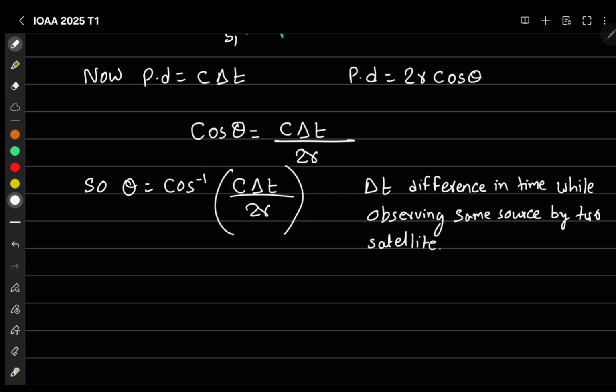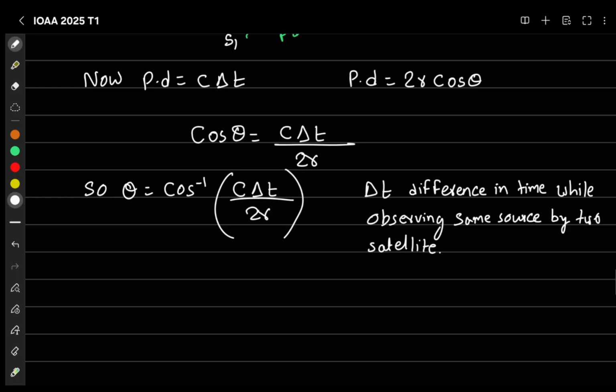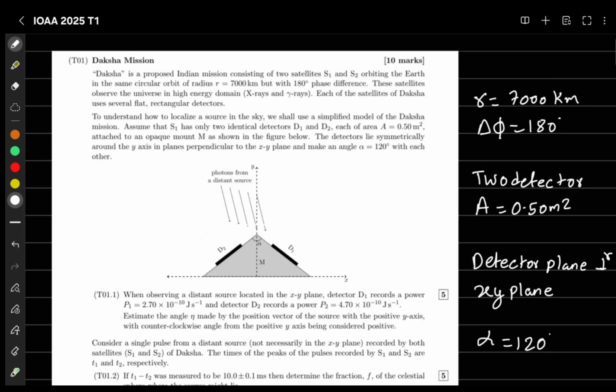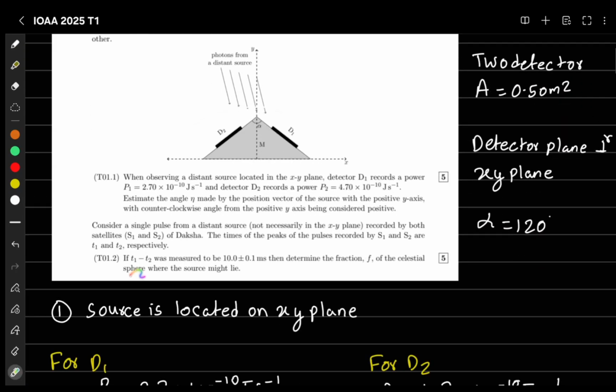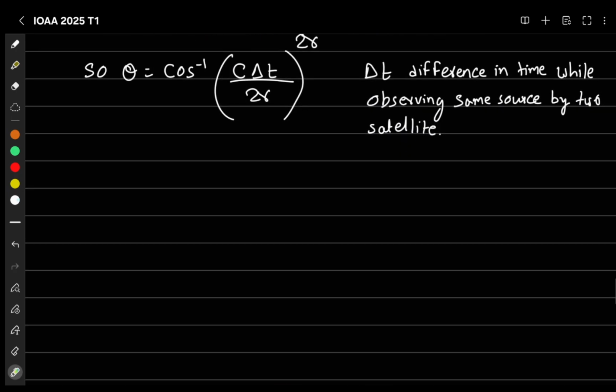If I can find that, then I can calculate theta. So if I look into the question, T1 is measured to be 10 plus minus 0.1. So there is uncertainty in T1, and there is an uncertainty present in delta T.